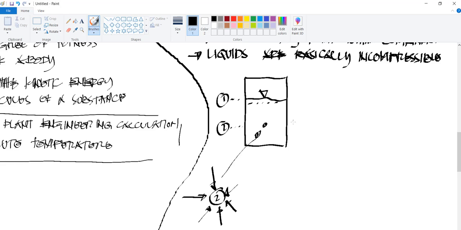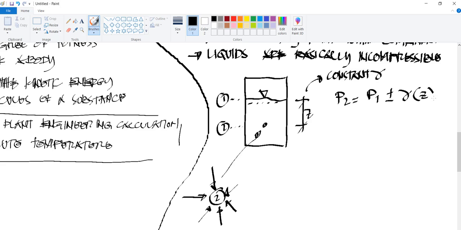Okay. So we have your elevation, which is your Z. Now the constant here is the specific weight. Okay, so we have your pressure at point 2 is equal to pressure at 1 plus or minus the specific weight times the elevation, which we call the change in elevation. So usually pressure 1 is the pressure on this one we have here, or we can change that one to the change in pressure.